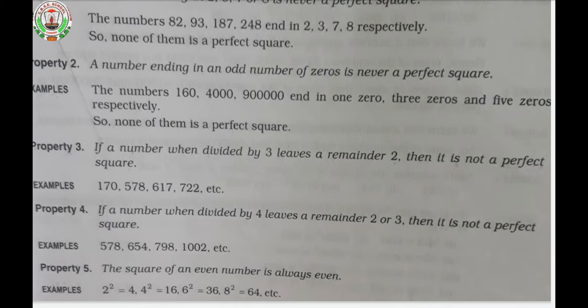Then the fifth property states that the square of an even number is always an even number. Suppose, for example, 2 square. 2 is an even number, so the square of 2 will also be an even number. 2 into 2 is 4. 4 is an even number, isn't it? So the square of 4 will also be even. 4 into 4 is 16, and 16 is an even number. Similarly for 6 and 8 and so on.